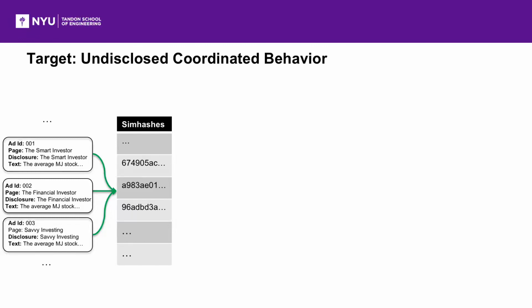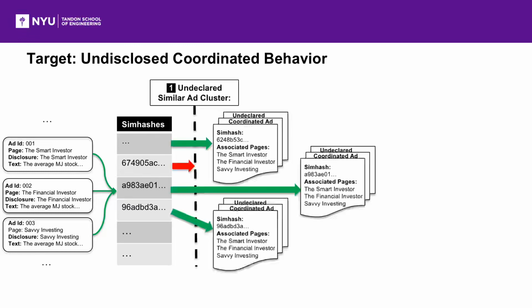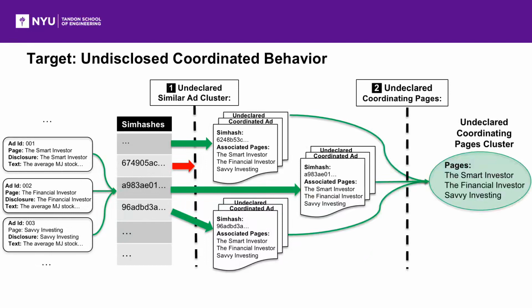Information on how we establish these thresholds is in the paper, but they are two or more pages and two or more disclosure strings. Next, we examine just clusters associated with that two or more pages and two or more disclosure strings. We looked at how common it was for pages to run the same ad, and we found that when this happens, it usually doesn't repeat. So information on how we established this cutoff is also in the paper, but we considered it an outlier if two pages ran the same content three times or more. And then lastly, we clustered together those pages that ran near identical ads three times or more.